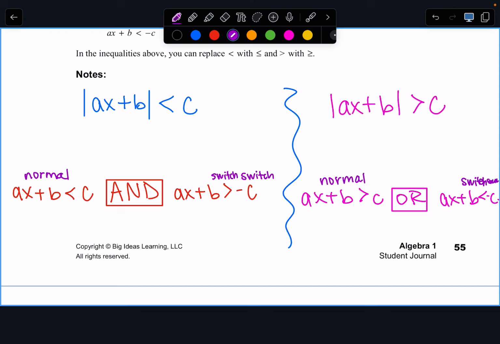If we have an inequality that's less than, it's going to be an and statement. If we have an absolute value that is greater than, it's going to be an or statement.